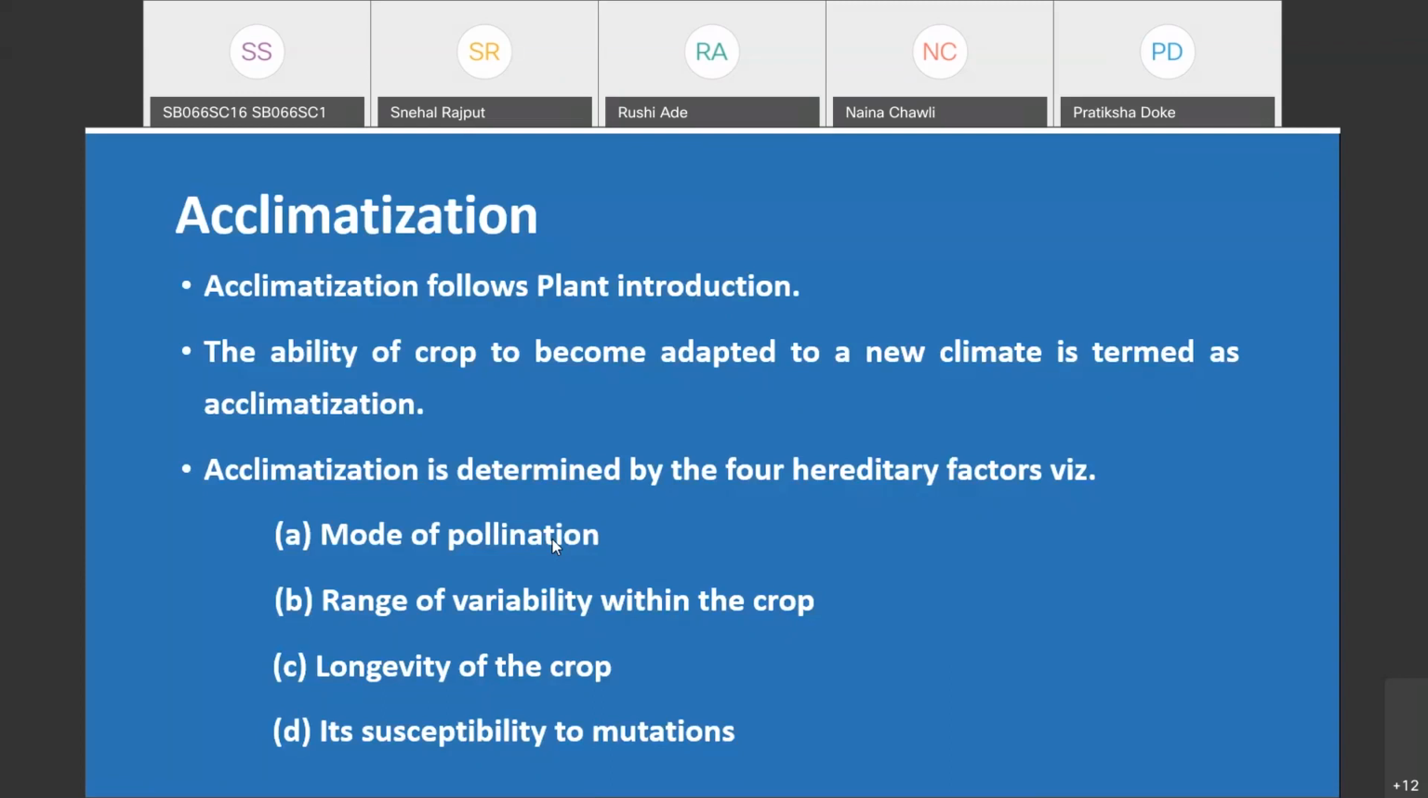Then longevity of the crop, and lastly its susceptibility to mutation. Okay, susceptibility to mutations means what? The sudden heritable changes are called mutations. Higher the mutations, easier and more rapid is the adaptation.